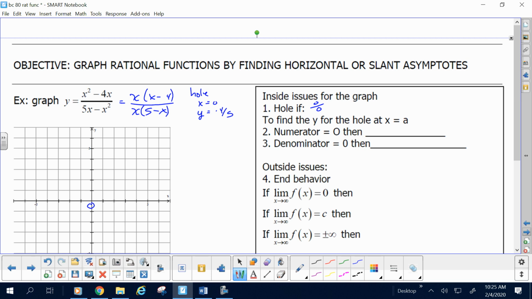Awesome. Numerator, to find the y, we got that. What happens when the numerator is 0? When the numerator is 0, what's going on graphically? X-intercept. Okay, so I have an x-intercept at 4. And when the denominator is 0, what's going on? A vertical asymptote. Okay, so we have a vertical asymptote at 5.